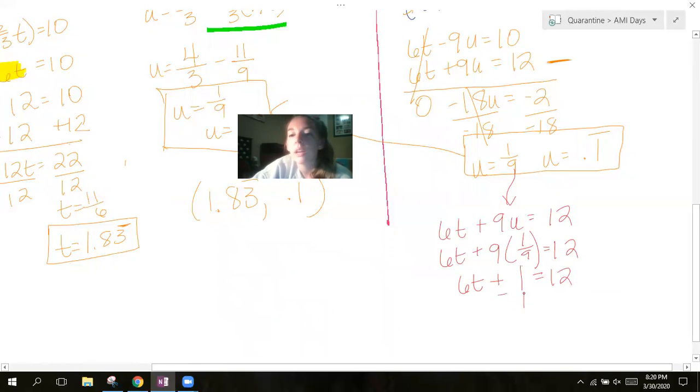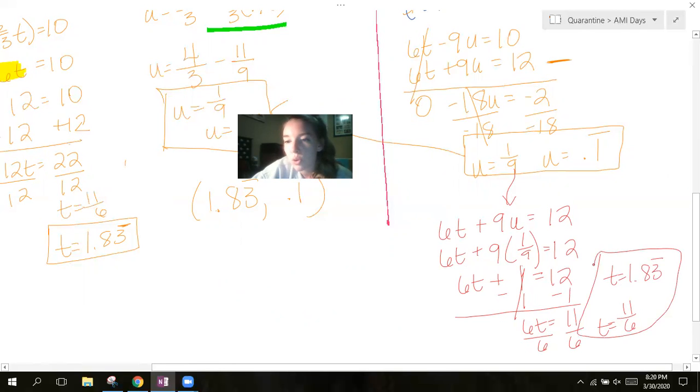I'm going to get rid of that 1. Those cancel. So I have 6t equals 11, divided by 6, divided by 6. T equals 11/6, or just like we said earlier, 1.83 repeating. Okay, and guys, that is again exactly what we got earlier when we solved it by substitution.